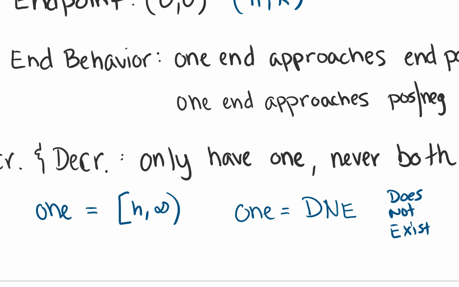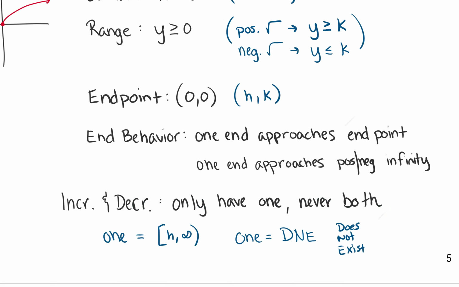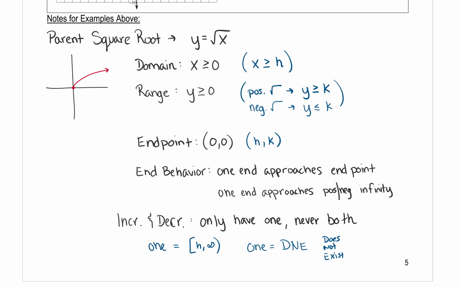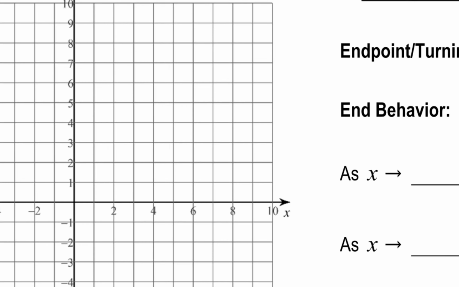So because I can only have increasing or decreasing, I can't do both. I'm going to have one of them that has an interval. The other one does not exist because it's not possible. I can't do both at the same time. I can't go up and down. That just doesn't happen. Okay, so sorry about that, but so one of them is an interval, one of them is DNE, does not exist. Alright, I know that some of that might seem confusing, but hopefully now that we do the example, it'll make a little more sense. So let's go up here and look at the function.